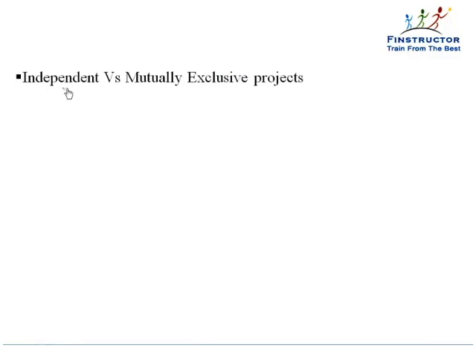Two projects will be called independent if they have no relation to one another, or they have nothing to do with one another. That is, if both projects are profitable or both projects meet our criteria, both can be independently accepted or rejected.